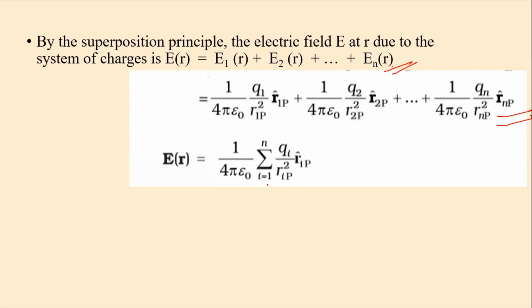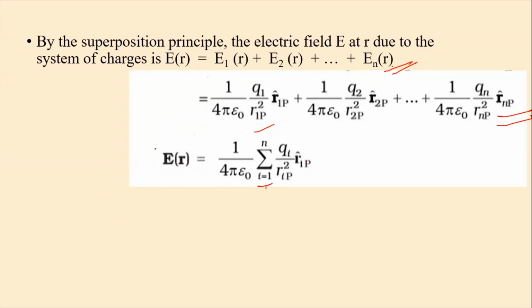So now the summation. In the last class, I hope you remember that I wrote the counter from 2 to n because I took charge Q1 outside. Q1 is the same because we calculated the force on Q1. But here it is not like that. For each charge, you have to calculate it separately. So the counter starts from i is equal to 1 to n. Please remember this. So Qi divided by RiP square into RiP cap.